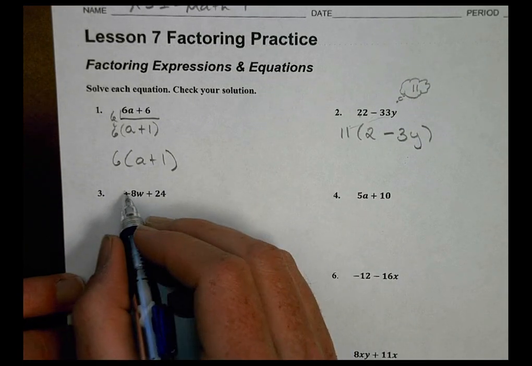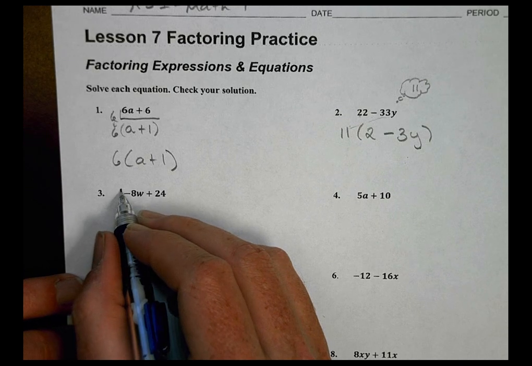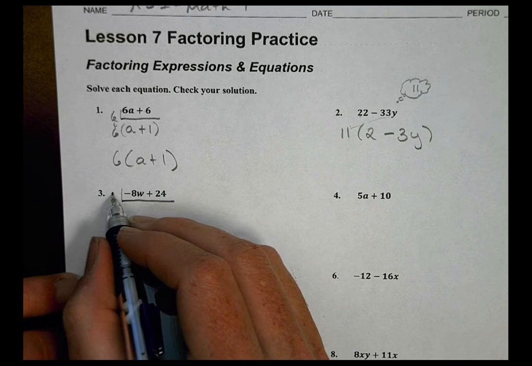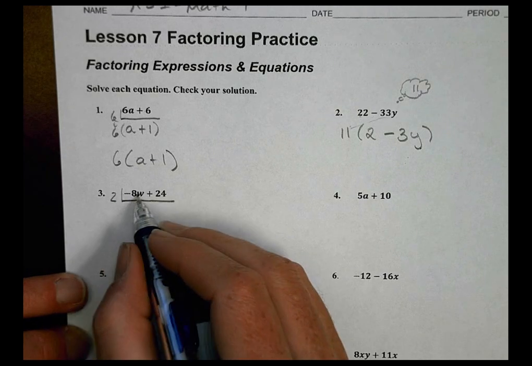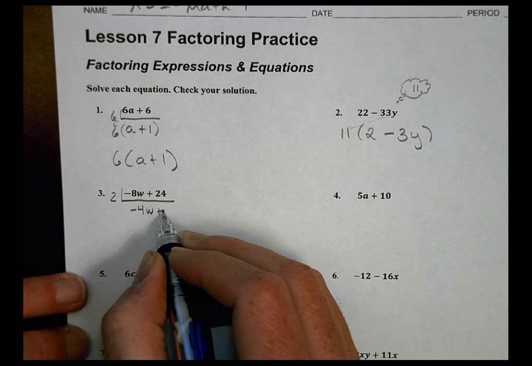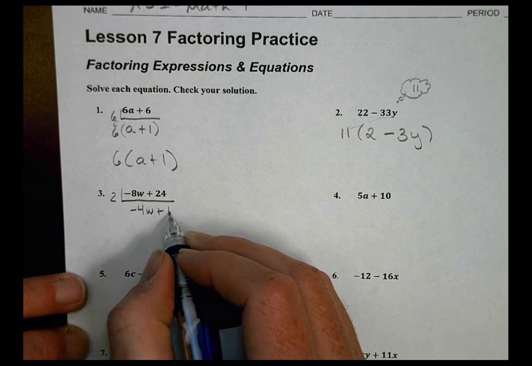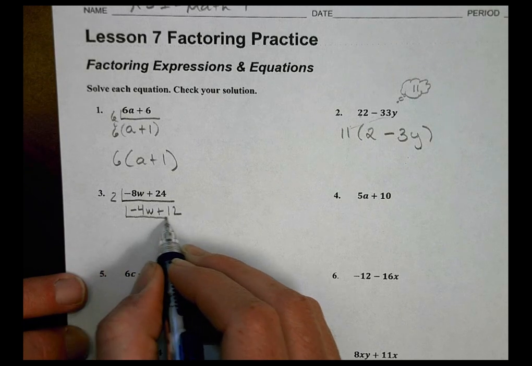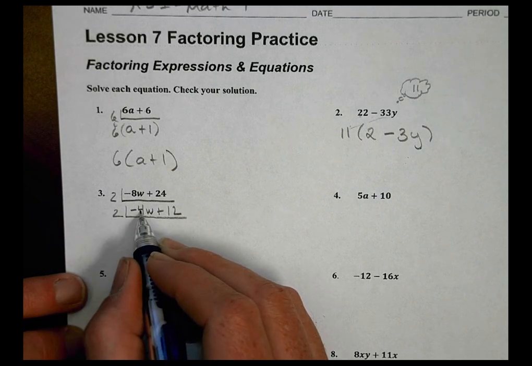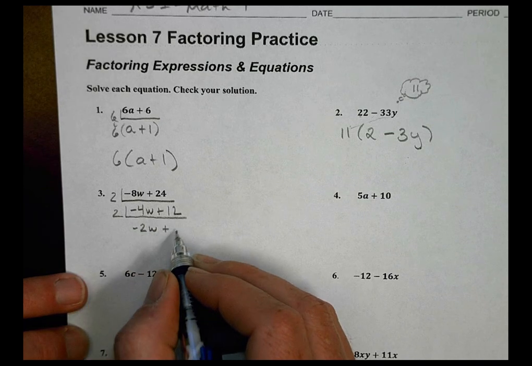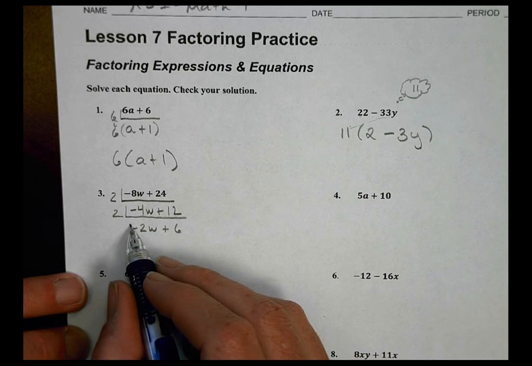In this next one, if we use the birthday cake method, I might recognize that there's an even number. Maybe I just take a 2 out. If I take a 2 out, I'm still left with a negative 4w, and 24 divided by 2 is 12. But I can still take a 2 out, can't I? So let's take another 2 out, it's still even. How many 2's are in negative 4? At least 2. And how many 2's are in 12? At least 6. Wow, look at all these 2's.